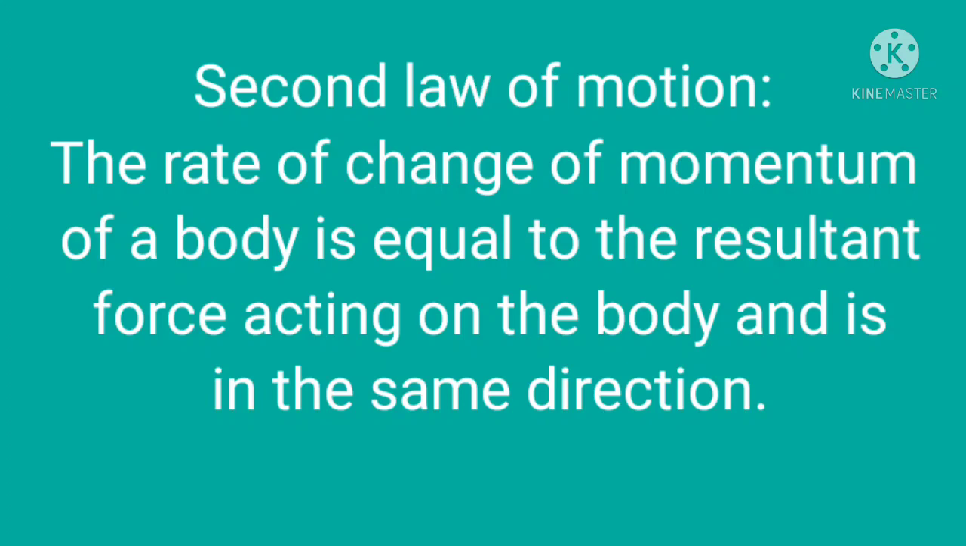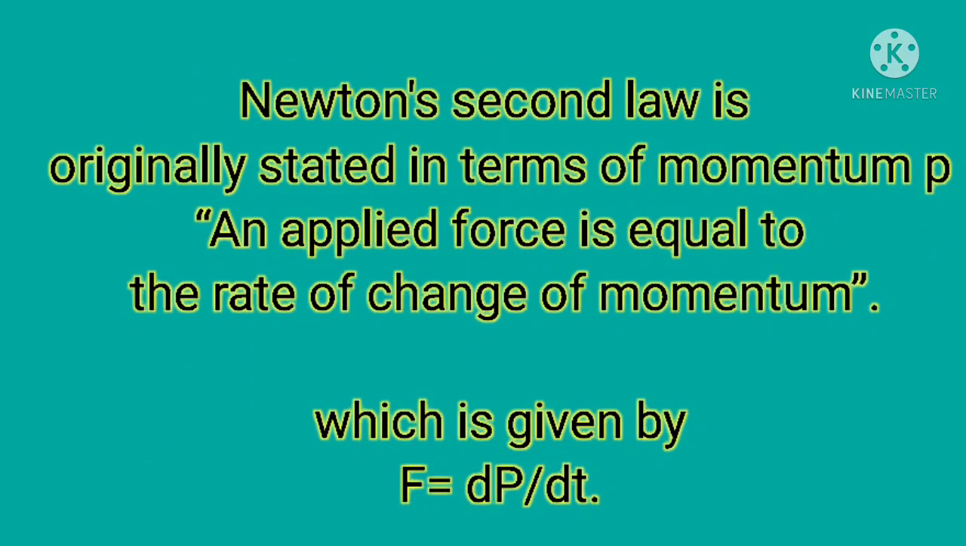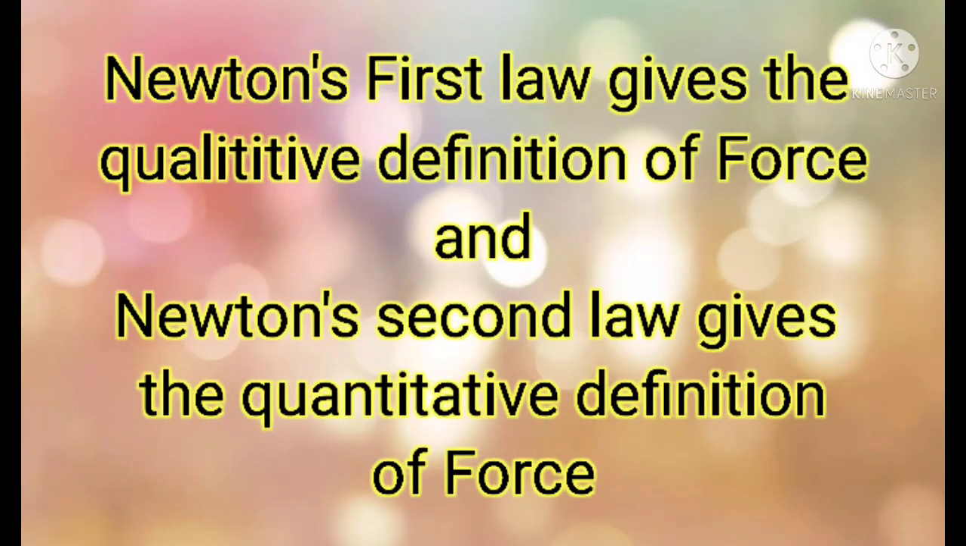Next, the second law. The second law of motion: the rate of change of momentum of a body is the resultant force acting on the body, and the change will take place along the direction of the force. Second law is originally stated in terms of momentum P, and applied force is equal to the rate of change of momentum, which is mathematically given below. Clear? Now you see the first law gives us the qualitative definition of force, but the second law gives us how to calculate quantitatively, which is F equal to ma.